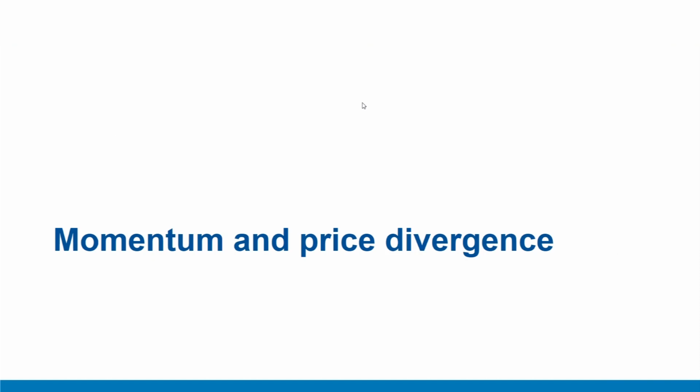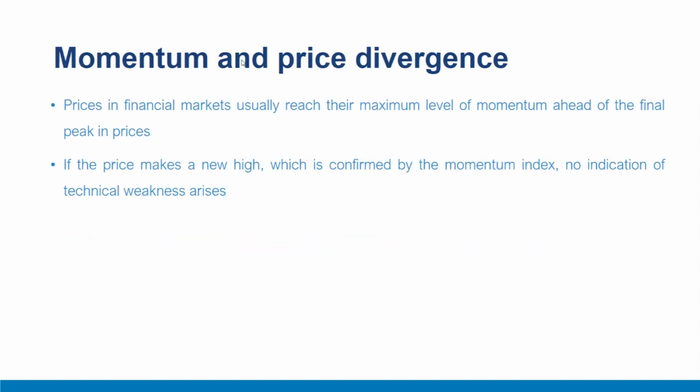Momentum and price divergence. In this video, we'll discuss the role of momentum and price divergences in identifying price trends. The ball example used at the beginning of the chapter showed that maximum velocity was obtained fairly close to the point at which the ball leaves the hand. Similarly, prices in financial markets usually reach their maximum level of momentum ahead of the final peak in prices. If the price makes a new high, which is confirmed by the momentum index, no indication of technical weakness arises.